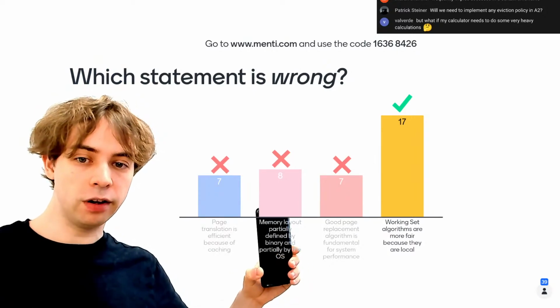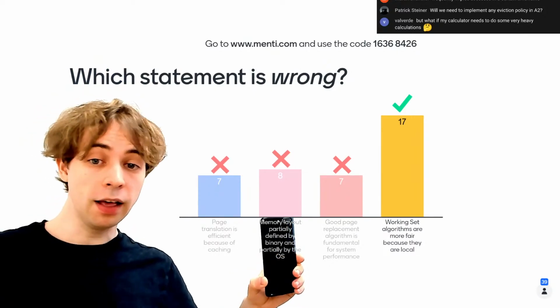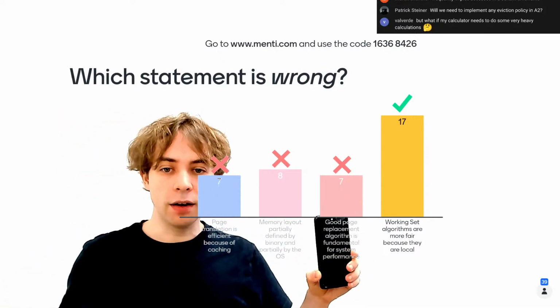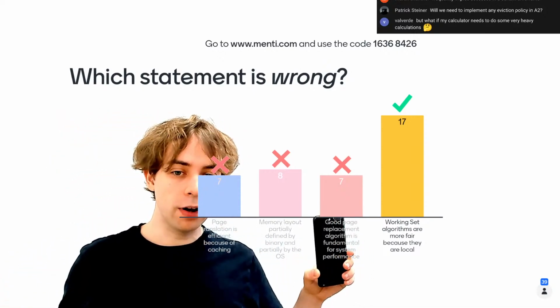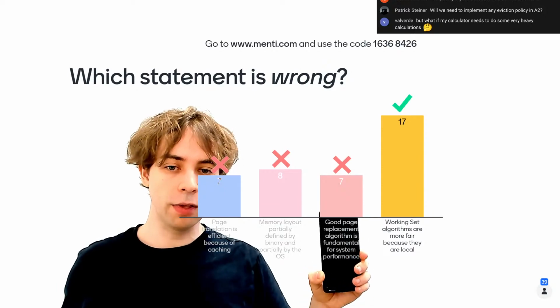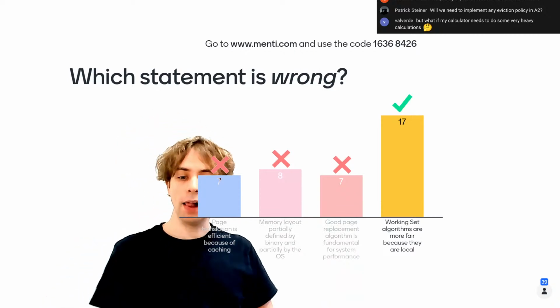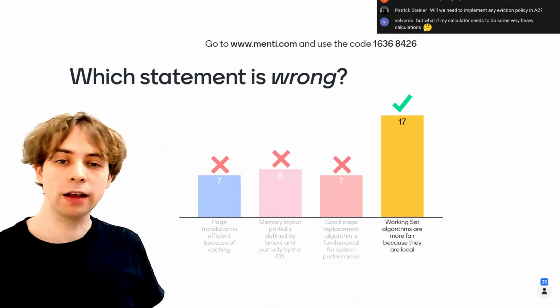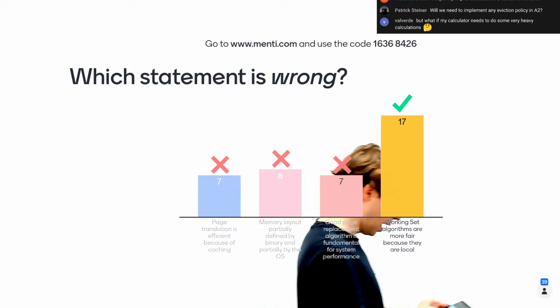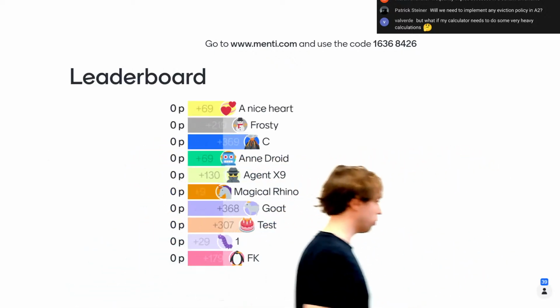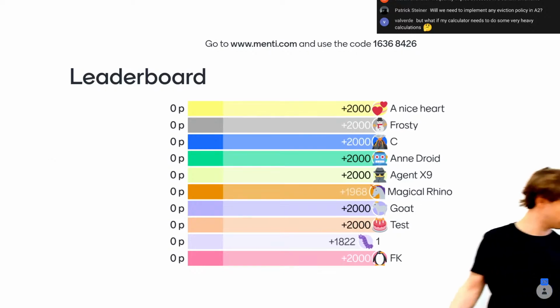Memory layout is partially defined by the binary and partially by the OS. Yes, we've seen that in the recap at the beginning of the lecture. And a good page replacement algorithm is fundamental for system performance. We also saw that today. If you use a bad algorithm, then you will have a lot more page faults than necessary. And with that, we get to the leaderboard, and we probably can congratulate a winner here.